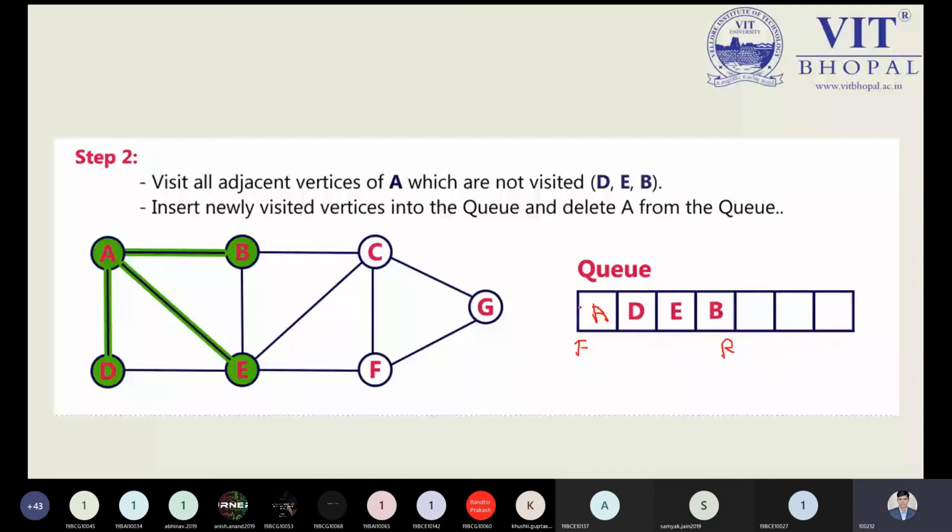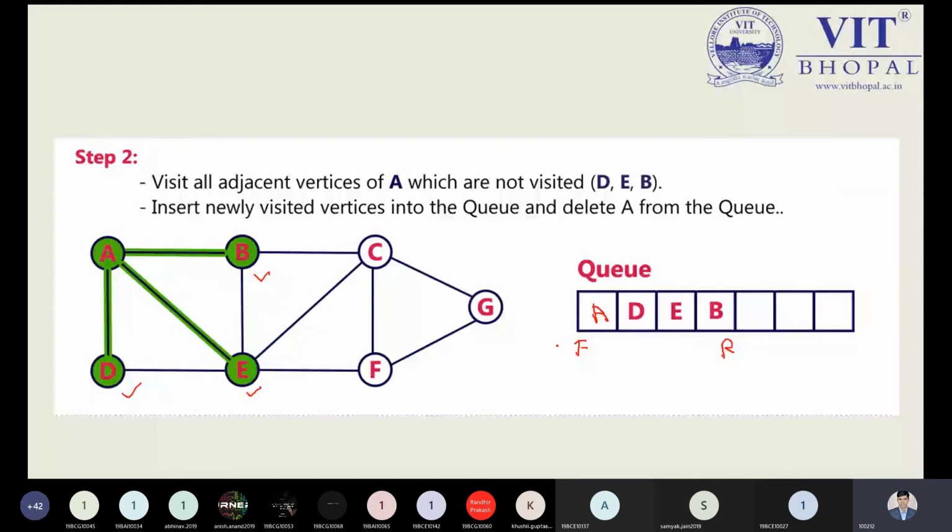Just tell me, is there any problem over here? Yes, student, tell me, is there any problem? No, sir. No problem, sir. It's very simple, because A is visited already and A is connected to B, E, and D. So B, E, and D are to be inserted over here. So first we visit D, then E, and then B. You can change this sequence; you can pick B, E, D or B, D, E. So it's up to you.